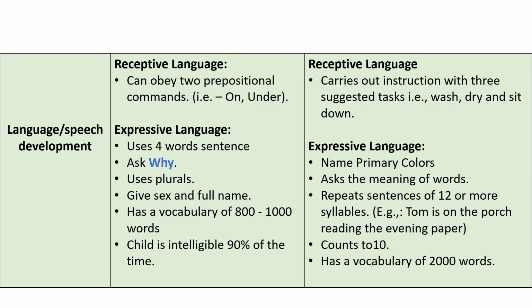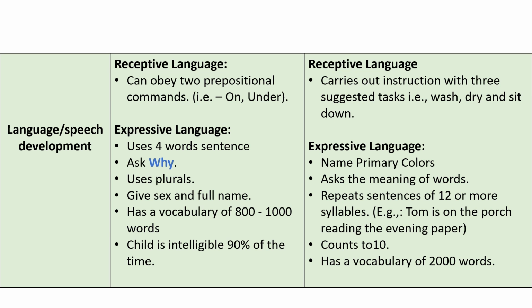Language and speech development. As earlier told, two things you need to assess: the child's receptive language and expressive language. Receptive language, they can obey two prepositional commands. They can understand on and under. And in the age group of 5 to 6 years, they can carry out instructions with 3 tasks: wash, dry and sit down. If we tell them 3 tasks at a stretch, they will be able to carry them out. That is, their understanding has developed.